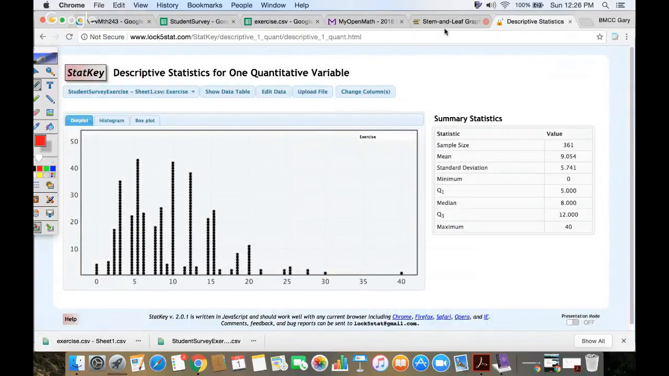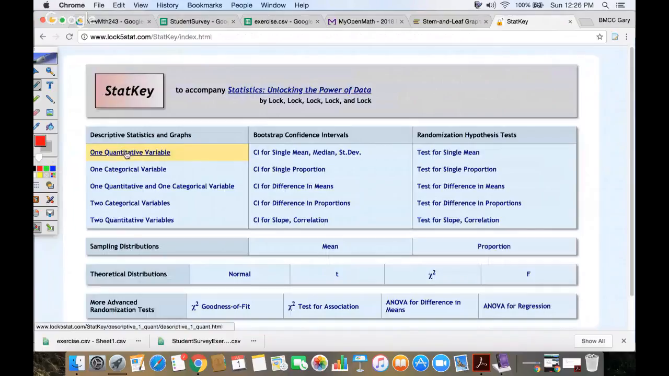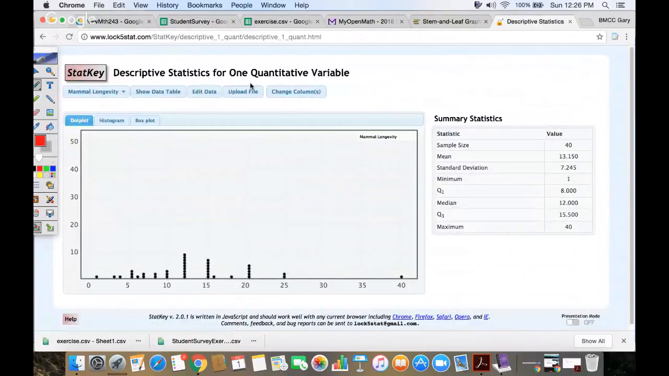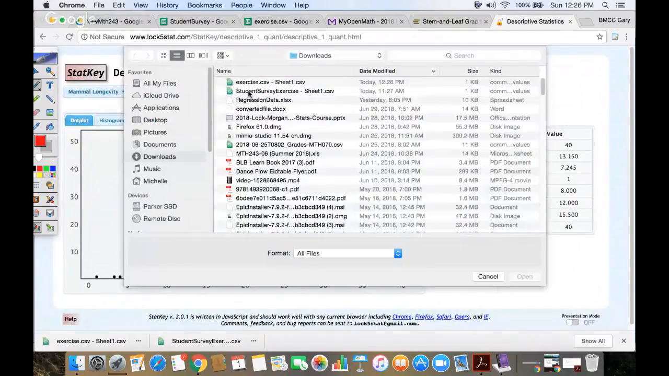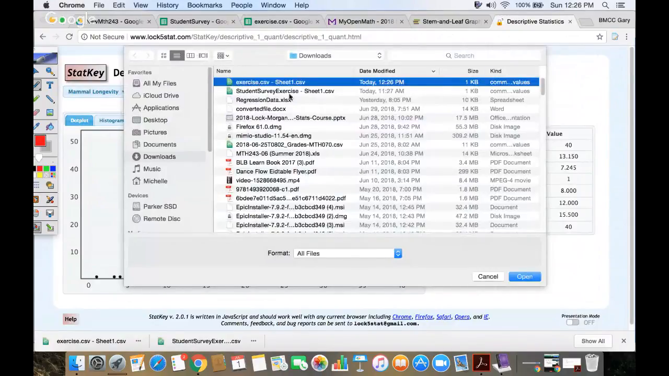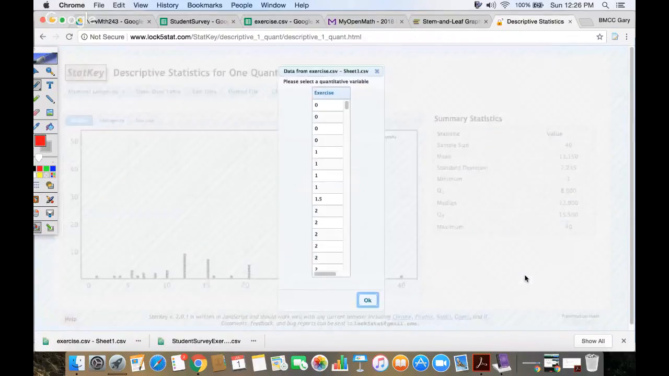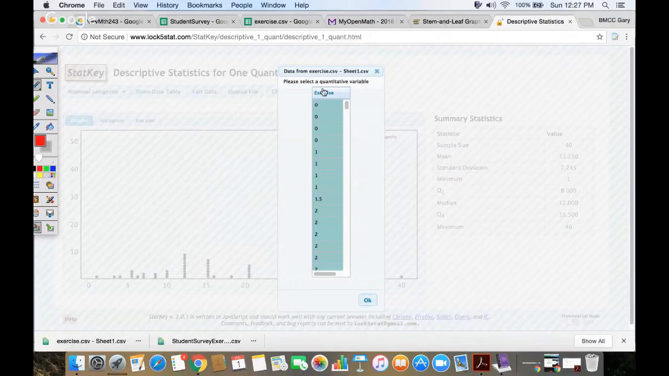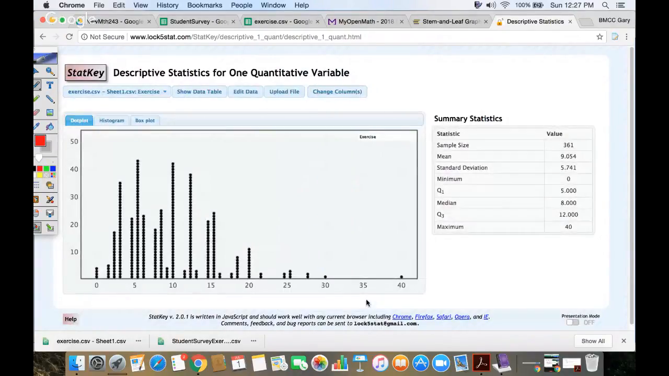So then I go to StatKey, and I say I want to do one quantitative variable, and I want to upload my file. It says, okay, where is it? And I say, here it is right there. So you got to find your file. And then it says, okay, please select the quantitative variable. So if you had multiple columns or multiple sheets, you'd be able to say, oh, I want that one right there. And then say, okay. Throws it in immediately and shows you a dot plot. It gives you a count of the numbers and it gives you all the common summary statistics. We've talked about min, Q1, median, Q3, and the max. We'll talk about mean and standard deviation next week.